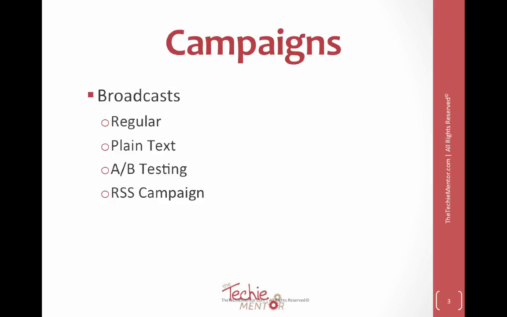So for this lesson, for MailChimp, a campaign is a broadcast, and you can send several different kinds of broadcasts. You can send a regular one, which basically means it's a combination of HTML and text, which means you have your formatting capabilities. Plain text means it's stripped down. There is no formatting whatsoever.